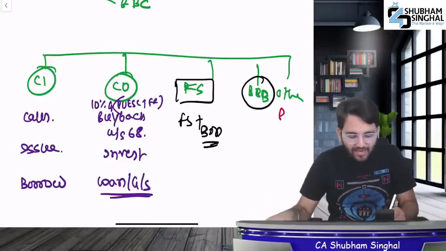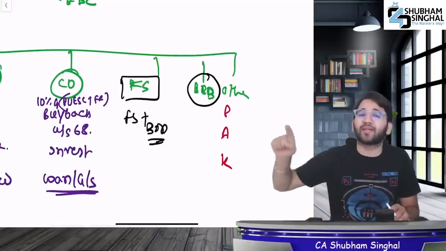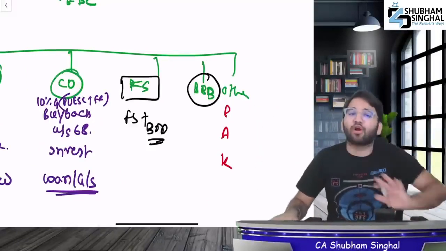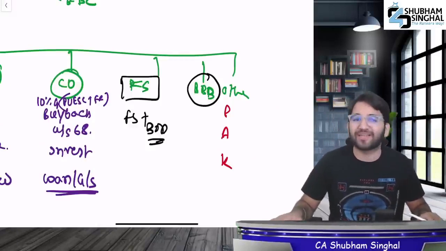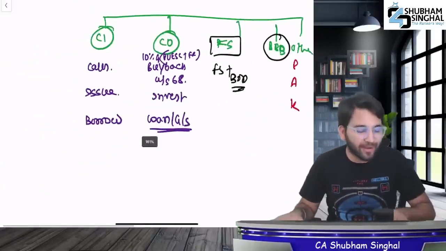What comes under others? PAK. P, if you want to make a political contribution. Next is A, if you want to do appointment of auditor. Which auditor? Internal auditor or secretarial auditor. And what is K? If you want to do appointment of the key managerial person. Where will you do all these things? The board meeting is where to do them.